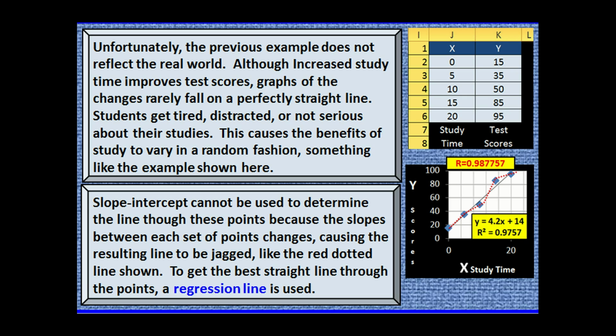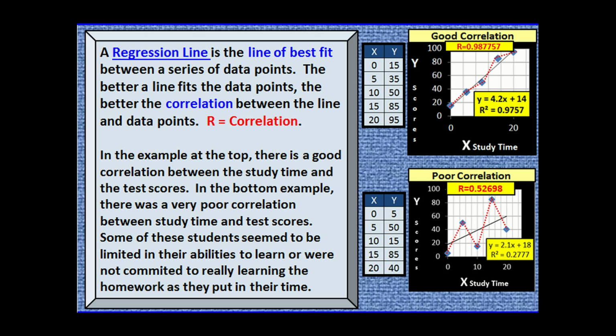To get the best straight line through the points, a regression line is used. A regression line is the line of best fit between a series of data points. The better a line fits the data points, the better the correlation between the line and the data points. R equals correlation.